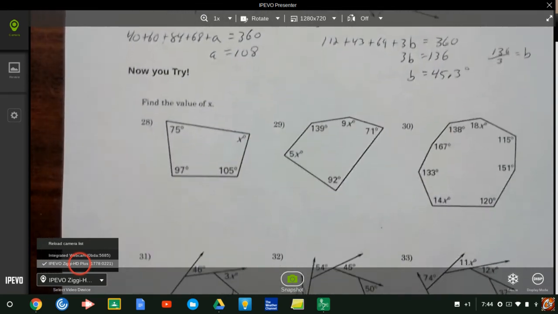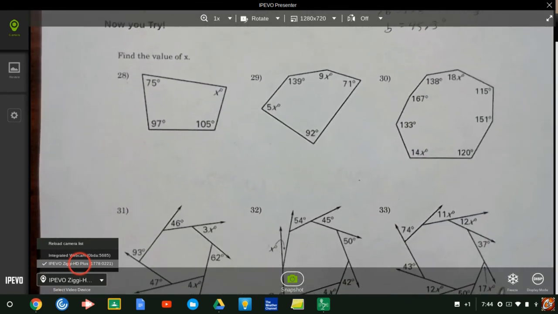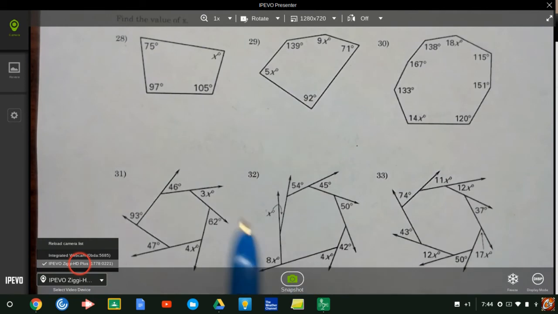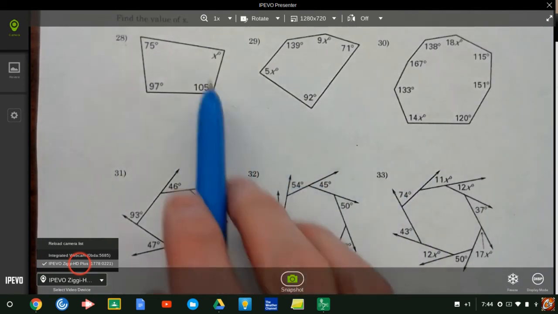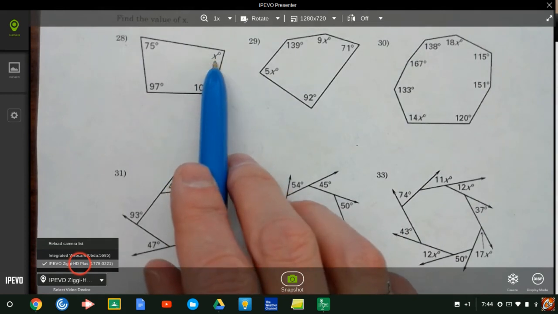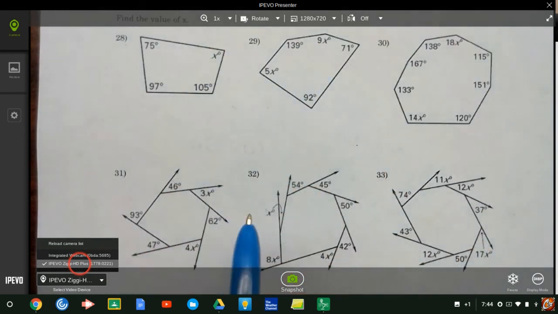Now it's your turn to try. So you're going to go and do these problems. These are all on Wiser Me. So work on these problems, see how you do. On the Wiser Me, you don't need degrees. You don't need to say x equals. You just need to put the number of what x actually is. Okay, so just type the number in and you're good to go.